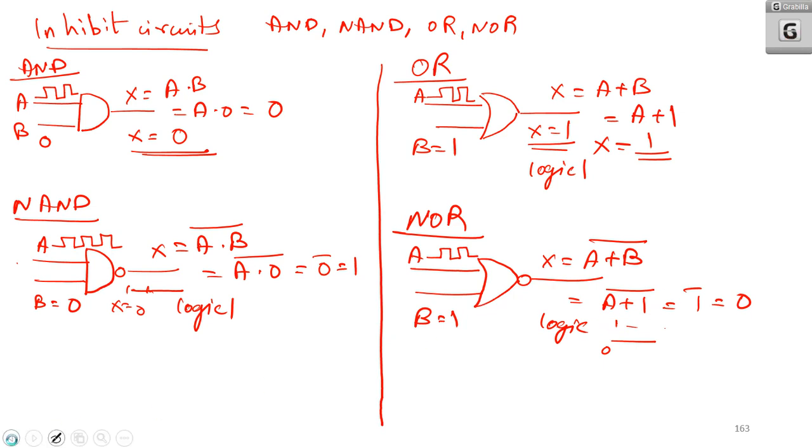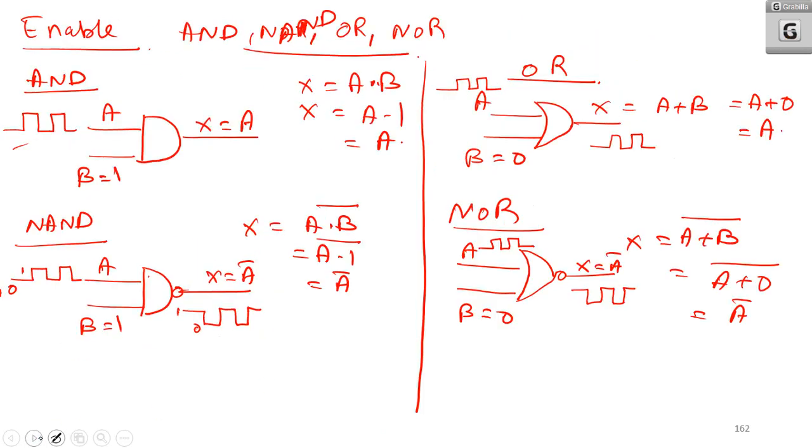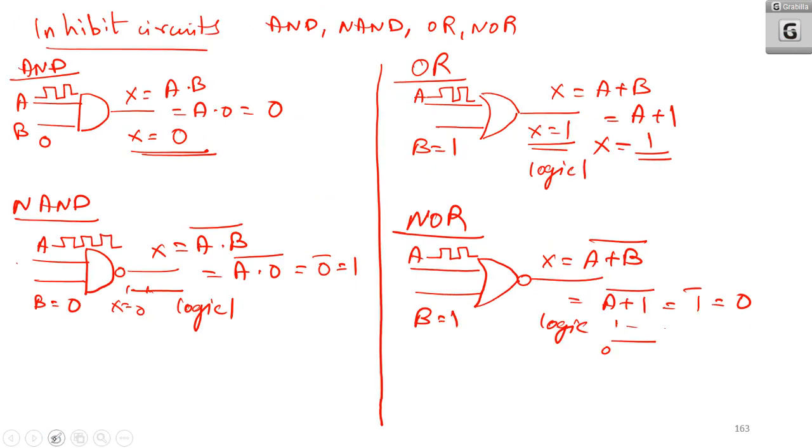So we have understood the concept of enable and inhibit. Enable means the input is allowed to pass through the rest of the circuit either in the same form or in the complemented form. Then inhibit means you are not allowing the signal coming in to pass through the rest of the logic circuit. That means to the rest of the logic circuit the input will be only logic 0 or logic 1.